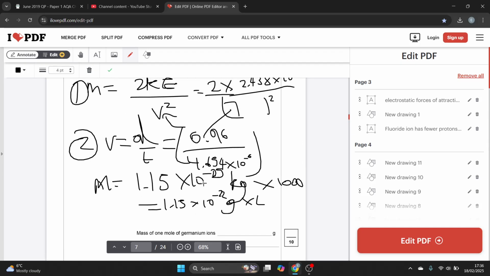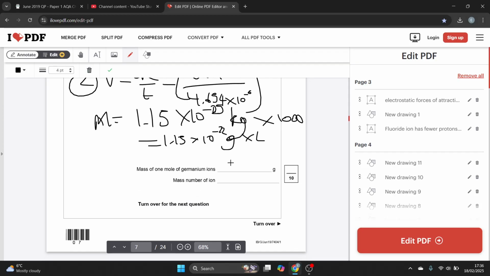So it's going to be 1.15 times 10 to the, I forgot to times it by 1,000. Times by 1,000, then times by Avogadro's constant. And then there we go, I get 69 grams. And then the mass number of the ion, what's that going to be? 69. So no trick there.